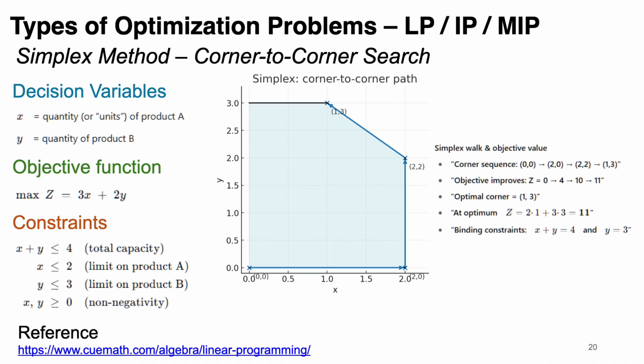It asks, if I move to this next corner, will my objective function improve? If the answer is yes, it pivots to that new corner. It repeats this process over and over until it reaches a corner where every neighbor is worse than the current position. At that point, it has mathematically proven that it has found the optimal solution. While this sounds like it might take a long time, the simplex method is incredibly fast, even for problems with thousands of corners.